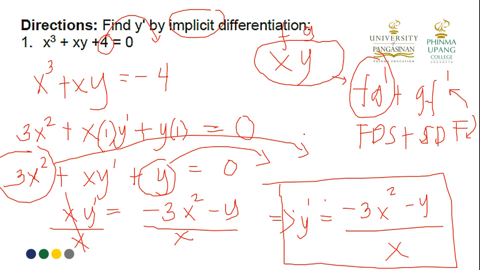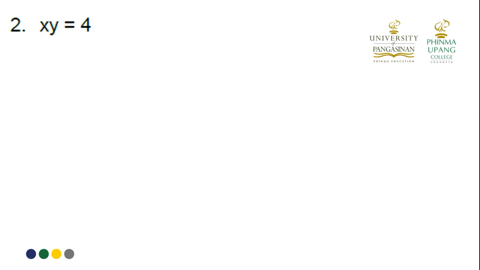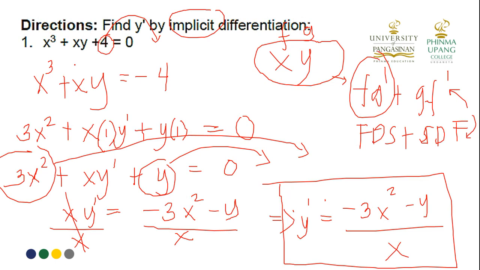Okay? Let's move on to number 2. Number 2 is xy is equal to 4. Yes, may tanong ba? Sir, saan po ulit napunta yung negative 4? Saan napunta si negative 4? The derivative of negative 4 is 0. That's why we have 0 here. Okay na po. The derivative of x cubed is 3x squared. The derivative of xy is xy prime plus y, by applying the product rule. Okay? Okay na po ba?